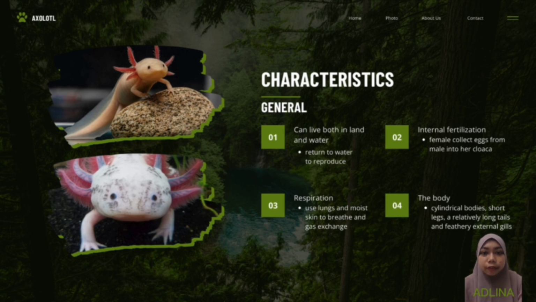Secondly, fertilization of amphibians usually occurs externally, but not for axolotl. Axolotl has internal fertilization, where the female collects the spermatophore from the male into the female cloaca. Third is respiration. Axolotl use lungs and moist skin to breathe and for gas exchange. Last but not least, axolotls have cylindrical bodies, short legs, a relatively long tail, and feathery external gills. They have four toes on the front feet, five toes on the back feet, and also movable eyelids.